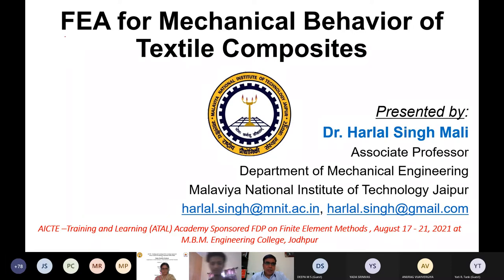And since your program is on finite element analysis, we have some application of it over the last around 10 years, particularly for applied applications in this kind of material, that is textile composite. So let us spend some time with textile composite, and with modeling textile composite, particularly for mechanical behavior. We will not be covering much about the experimental part because there is lots of literature available. We have to carry out lots of experimentation also, but today we should be talking about the FEA of textile composites for their mechanical behavior.